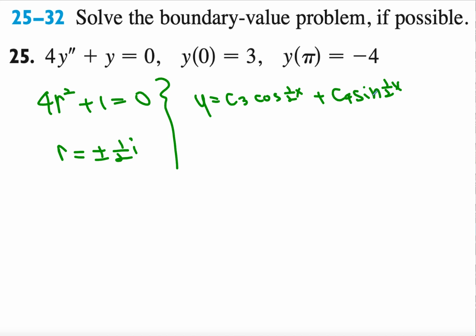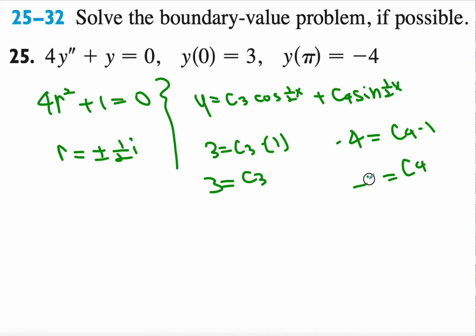Now when you plug in 0, you know that the sine term disappears. So we get 3 equals c sub 3 times 1. So we get c sub 3 equals 3. So that's what we end up getting for the first one. How about when you plug in pi? This becomes pi over 2, that cancels away, so we get negative 4 equals c sub 4 times sine of pi over 2, which becomes 1. We get c sub 4 equals negative 4.